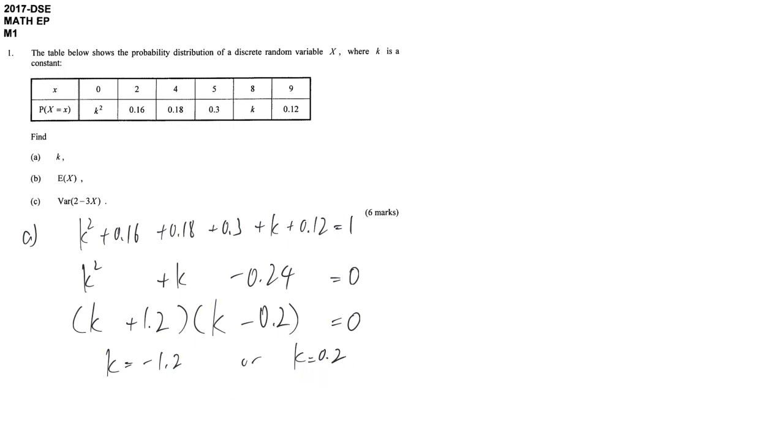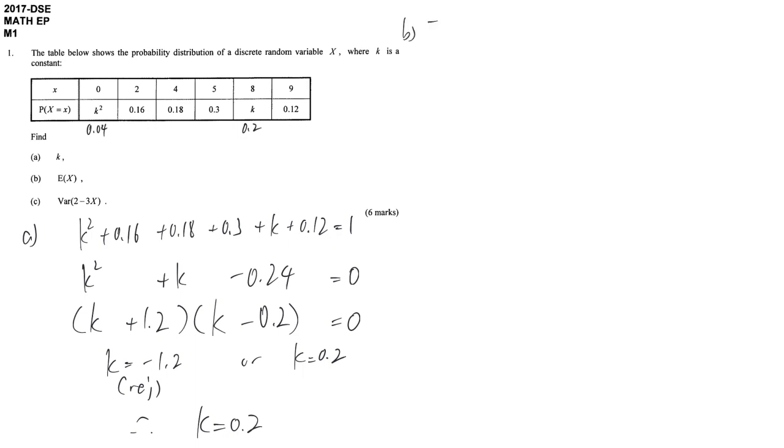Whenever we have more than one result, we better check if there is any constraint that means we need to reject some results. We find that k represents a probability, so negative probability is nonsense, we have to reject it. Therefore, our final conclusion: k is 0.2. After we get it, we better update the information, 0.2 and 0.04 here.